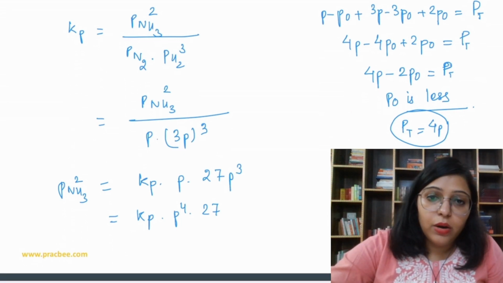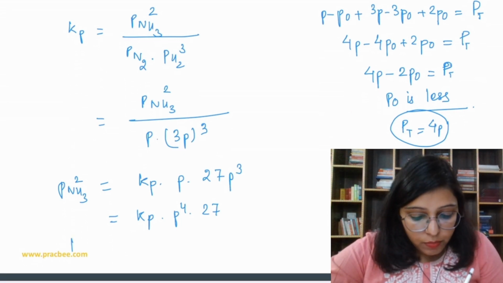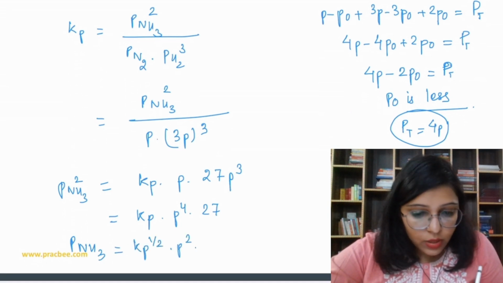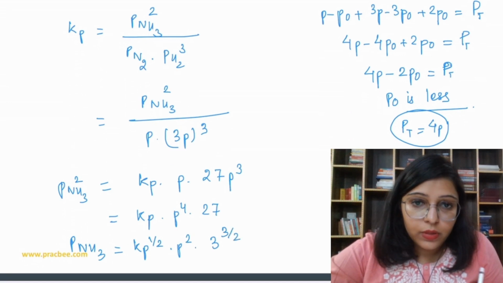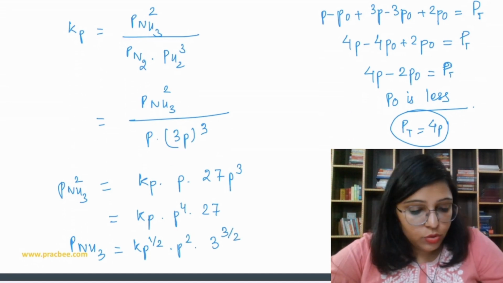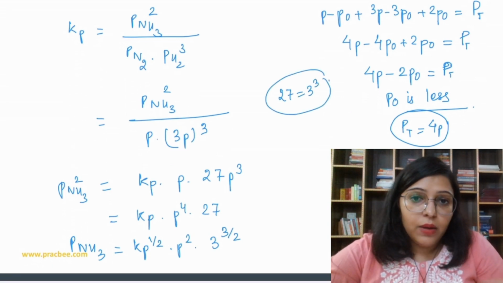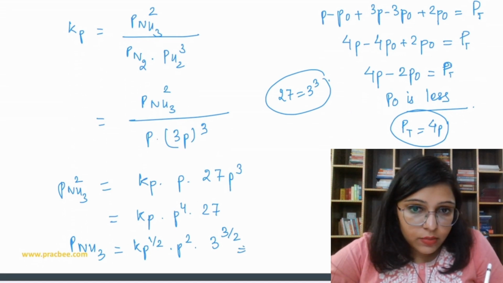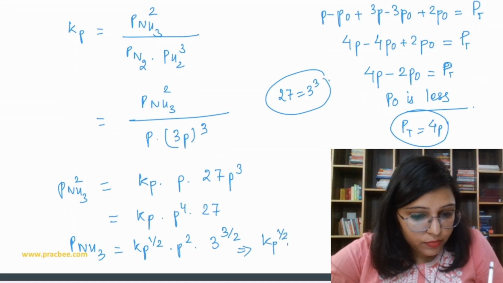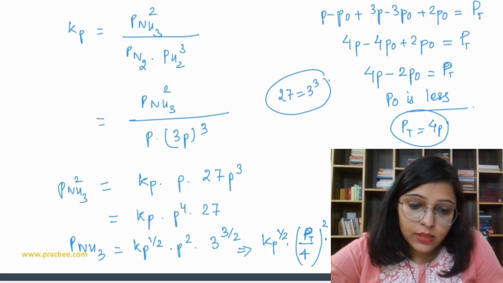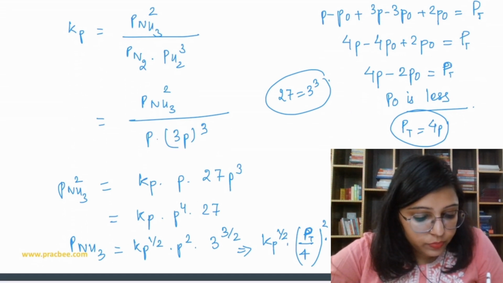Okay. Now how to solve this? See, P NH3 is what? Kp to the power half, P to the power 2 and this is 3 to the power 3 by 2. 3 to the power 3 by 2, right? Because 27 we can write as 3 to the power cube. So 3 to the power 3 by 2. Now this pressure, if I write in terms of total pressure, then this is Kp to the power half, this is P total by 4 squared, and this is 3 to the power 3 by 2.